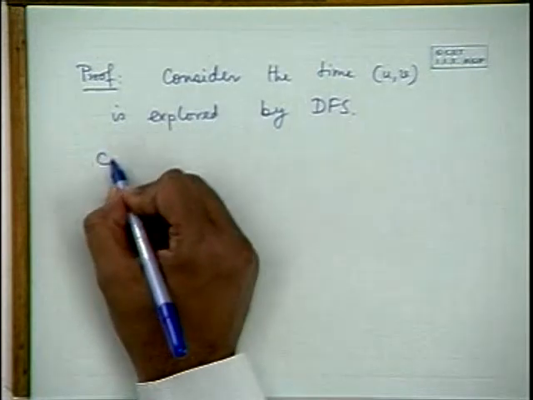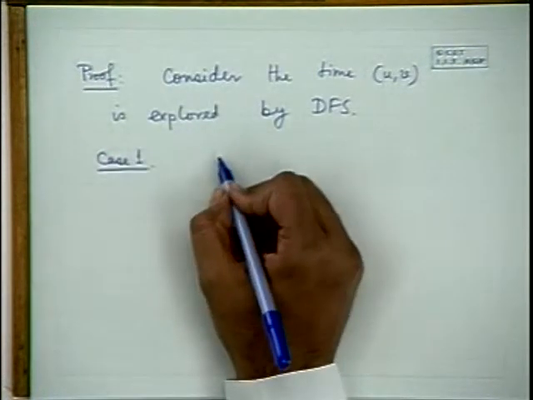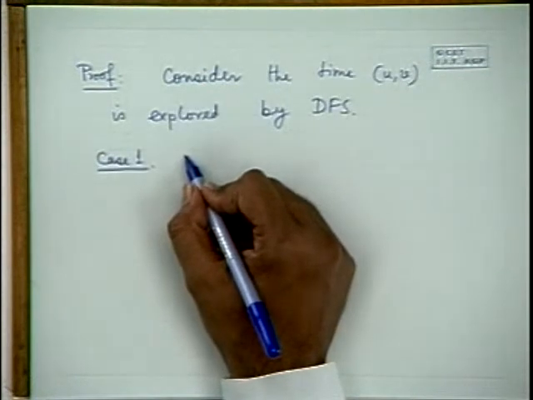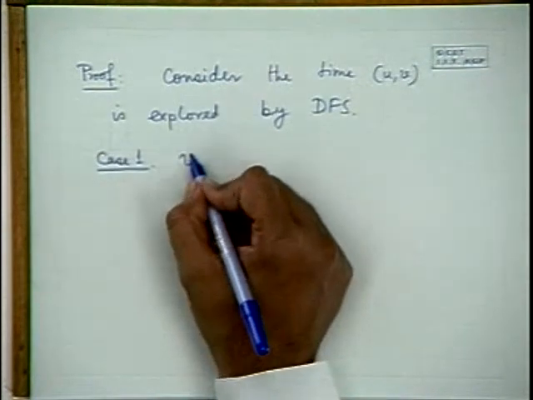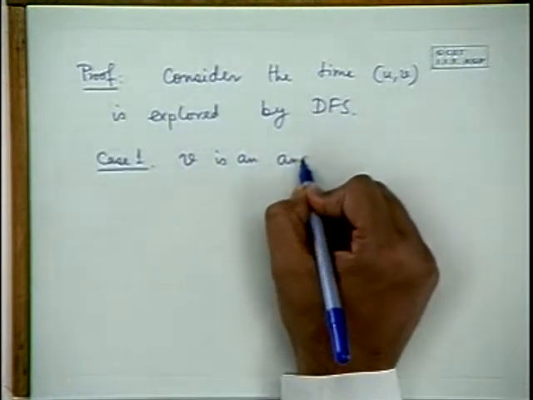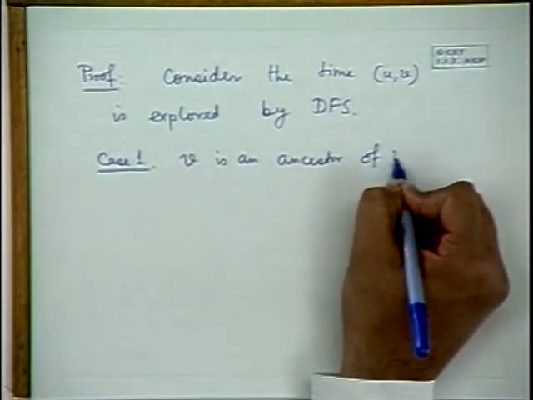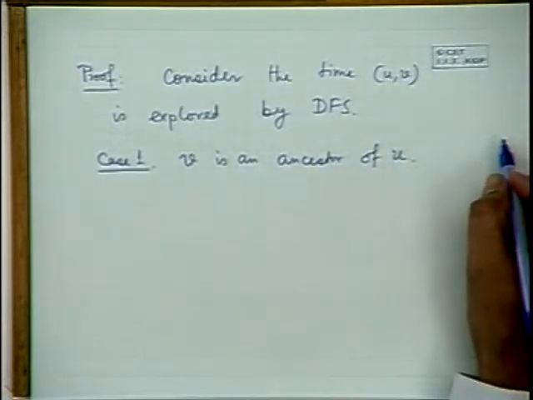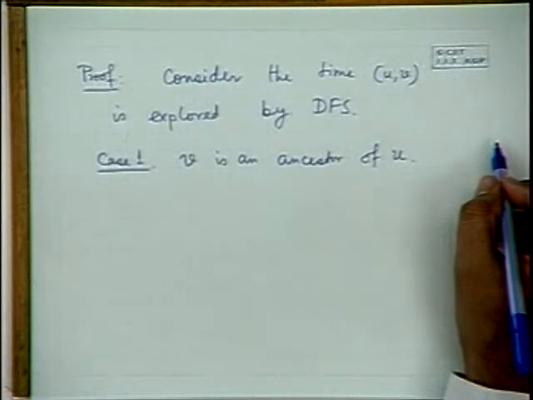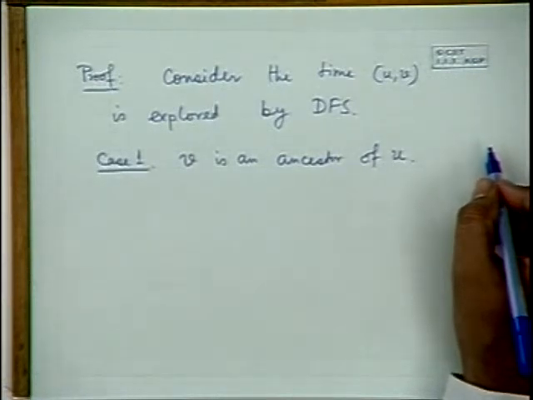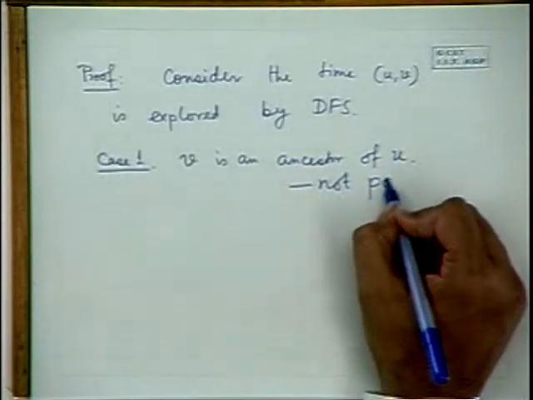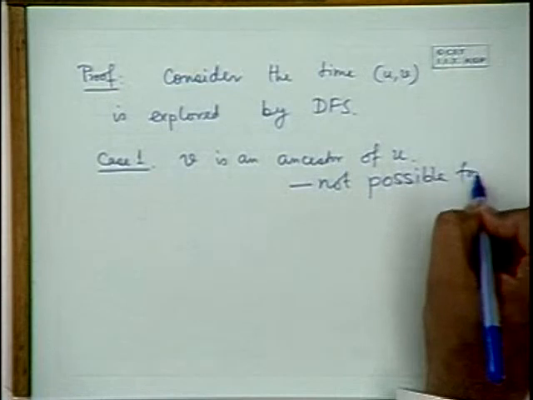So there are several cases. Case 1: suppose when the first time UV is explored, V is an ancestor of U. What does it mean? If V is an ancestor of U and you are checking UV, there is an edge from U to V. It means that this is a back edge, and that is not possible. Already we have taken only DAG. So this is not possible for a DAG.